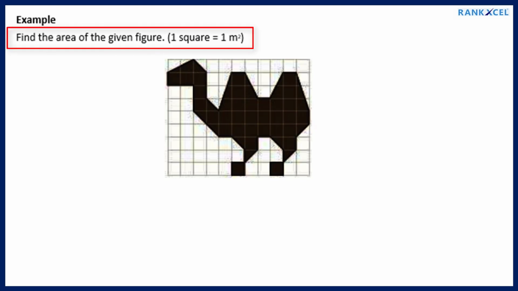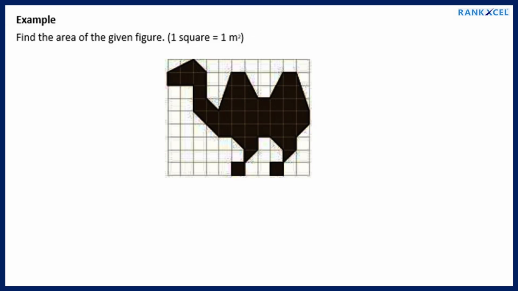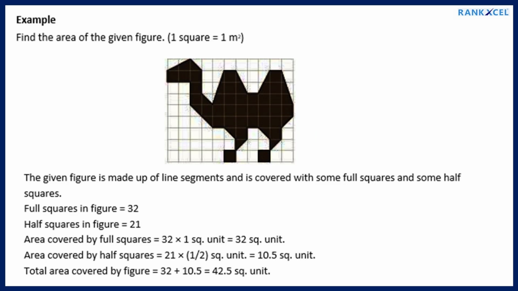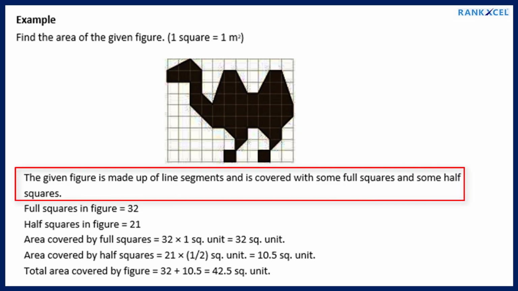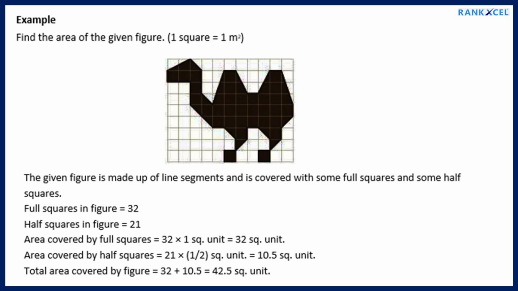Example: find the area of the given figure. 1 square equals 1 meter square. Solution: the given figure is made up of line segments and is covered with some full squares and some half squares. Full squares in figure equals 32. Half squares in figure equals 21. Area covered by full squares equals 32 times 1 square unit equals 32 square units. Area covered by half squares equals 21 times 1/2 square unit equals 10.5 square units. Total area covered by figure equals 32 plus 10.5 equals 42.5 square units.